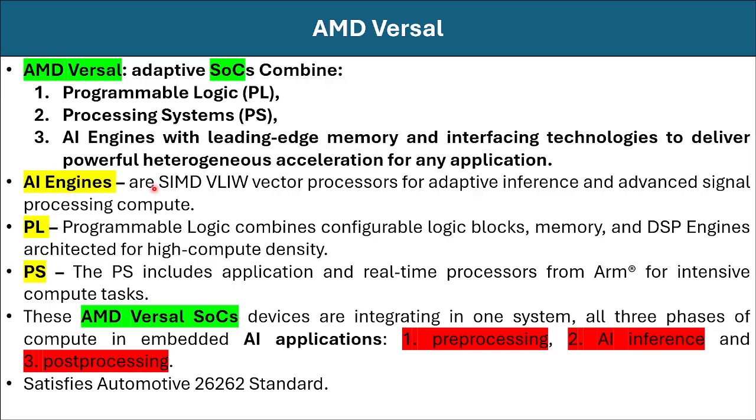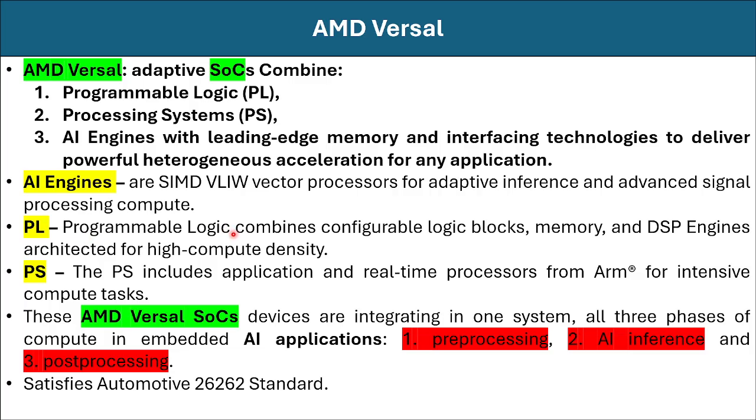So AI engines are SIMD. We talked about SIMD, but in Serbian, this is single instruction multiple data. This VLIW is probably very large integration. So AI engines are vector processors for adaptive inference and advanced signal processing compute. When we say inference, it is making a conclusion on something, and advanced signal processing compute is probably some signal processing which is coming onto that chip from different sides.